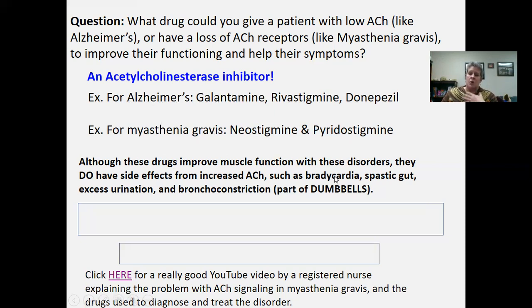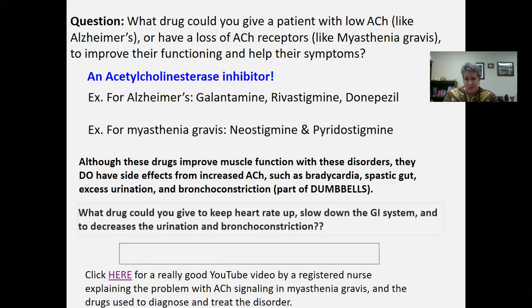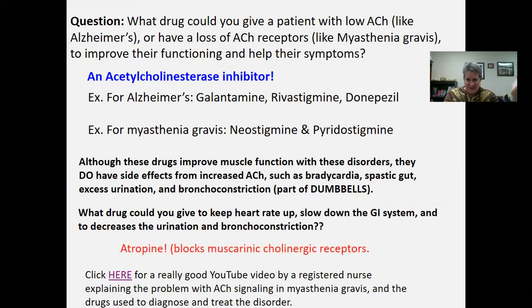So you might have a lowered heart rate. Your gut might be overactive. You might have excess urination. You might even have bronchoconstriction. So now you have to give another drug to treat those symptoms from the primary drug. What drug could you give to stop the bradycardia, slow the GI system down, and decrease the urination and bronchoconstriction? If you thought atropine, you're right, because it will block the muscarinic cholinergic receptors, not the nicotinic ones on your skeletal muscles.